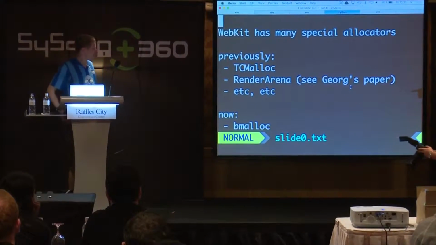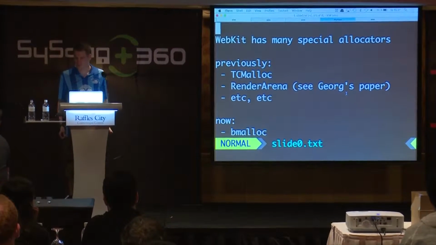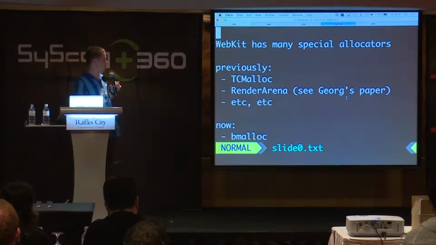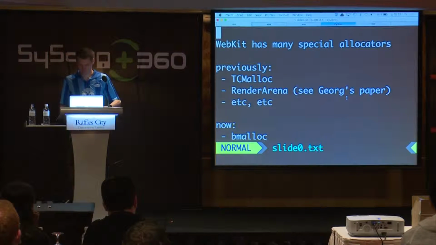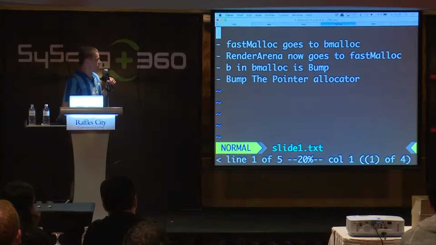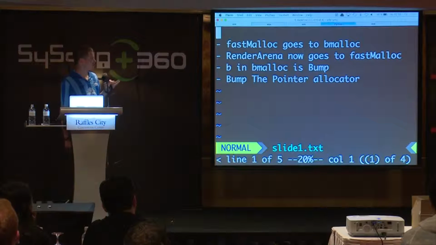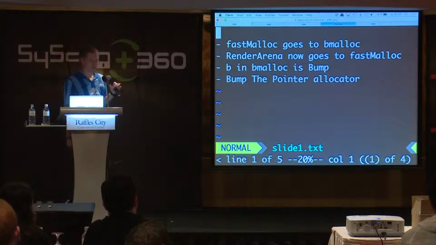So WebKit has, can you hear me? So WebKit has a bunch of allocators. And previously they had tcmalloc, render arena, and so on. And now the tcmalloc and render arena have been replaced by bmalloc. So fastmalloc now goes to bmalloc. Render arena goes to fastmalloc, so bmalloc. And the B in bmalloc is bump. So it's a bump the pointer allocator.